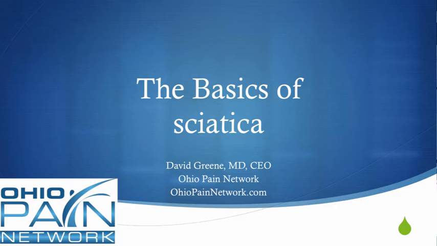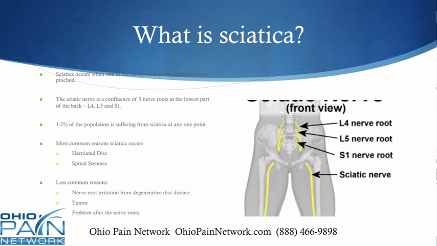Today's topic is the basics of sciatica. Sciatica occurs when one of the nerve roots of the sciatic nerve gets pinched. The sciatic nerve is actually a real nerve. You can see it comes down the back of the leg here, but it doesn't start out that way. It's actually a confluence of three nerve roots, L4, L5, and S1. Those are nerve roots that come out from the spine. They come together to form the sciatic nerve.